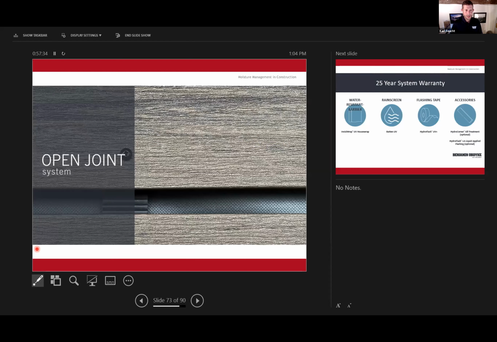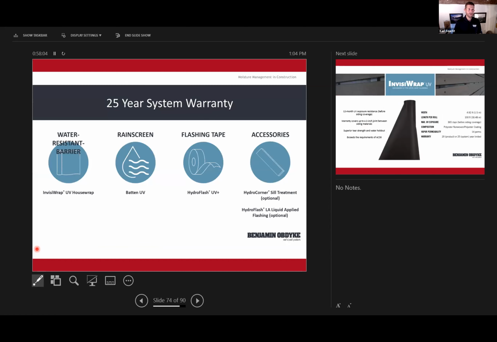Now this is kind of newish here in the US within the last several years. This is a European look, right? An open joint system. We're seeing an awful lot of this, especially in some of our more modern metropolitan areas. And that's using decking as cladding, whether it's a composite decking, whether it's a wood decking like Ipe. We've even seen some different creative materials being put on the wall with an open joint with a gap. And we have a system for it. It's a 25-year system warranty. And it utilizes 3 main components.